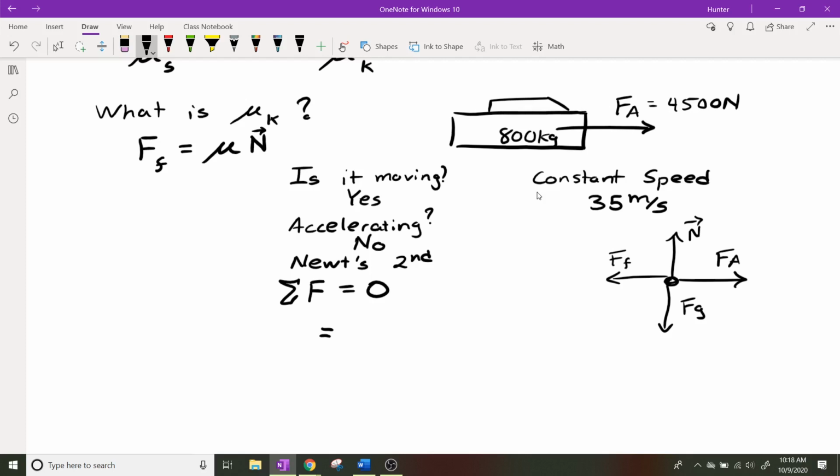Okay, so which two forces are balanced with each other? Okay, so we do have those. We have N is equal to Fg. That's true. And this is in the y direction. What about in the x direction?